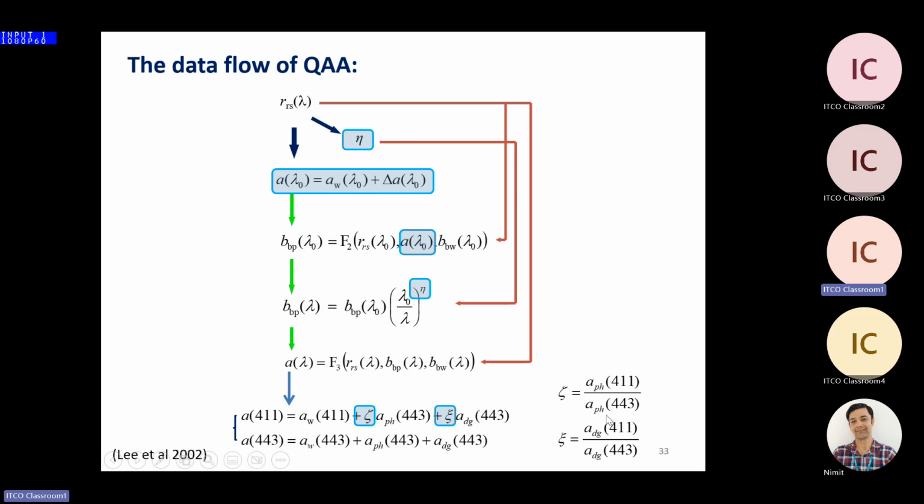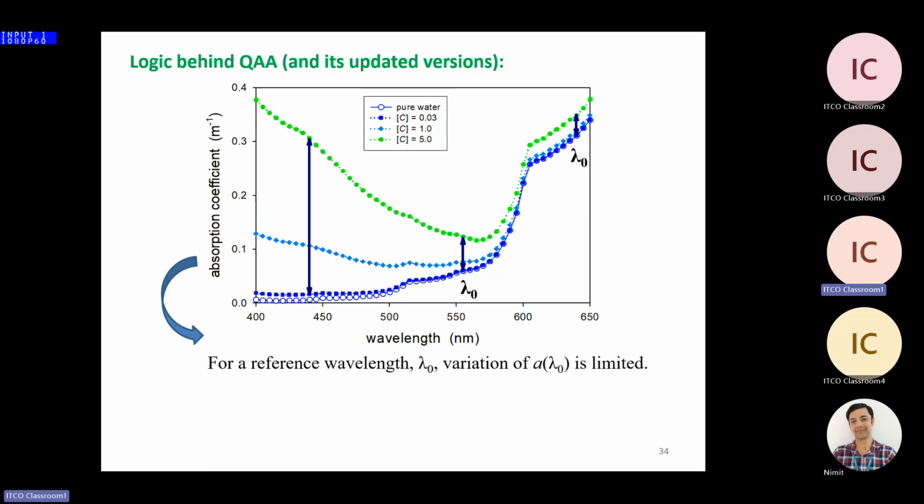So now we have 2 equations with 4 unknowns. This psi is the APH ratio between 411 and 443. There is another ratio for ADG, so you have these 2 ratios and these 2 values, APH and ADG. If we can estimate these 2 ratios, then it becomes 2 equations with 2 unknowns, which makes this set of equations solvable. So that's the whole data flow of this top-down system.